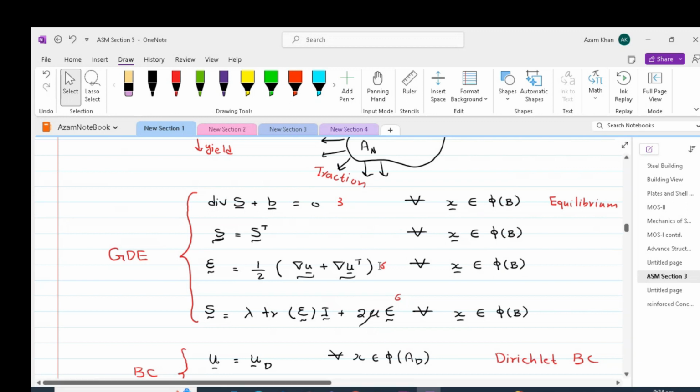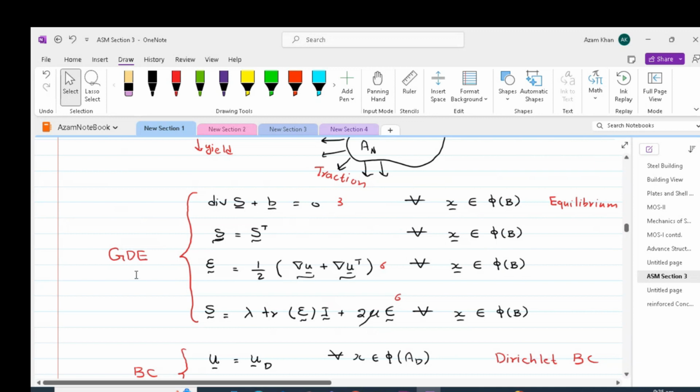So 6 plus 6, 12, and 3 equilibrium, 15. Those are the governing differential equations available. Now, the unknowns are 6 strains, 6 stresses, and 3 displacements, U1, U2, U3 in the 3 directions. So those are unknowns. So 15 unknowns and 15 equations. So it's a determinate problem.